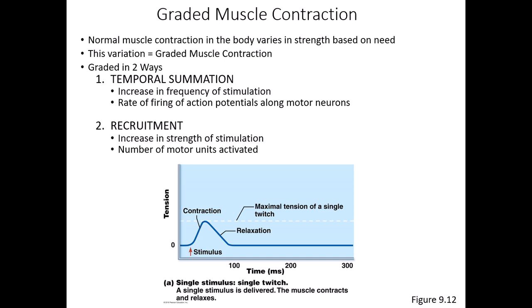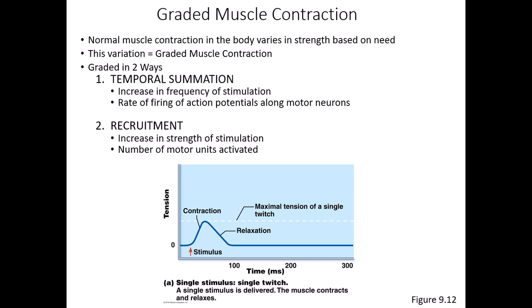And so temporal always refers to time. So temporal summation is telling you that there's an increase in the frequency of stimulation. There's an increase in the number of times that a stimulus occurs within that muscle contraction. And so the rate of firing of action potentials along a motor neuron is going to increase. Okay? So temporal summation, increase in the number of times that our stimulus occurs. Temporal summation is also called wave summation, and we'll see why when we look at the picture.